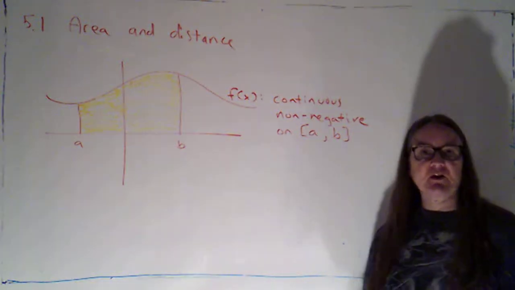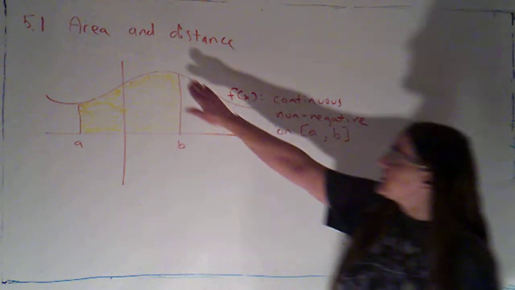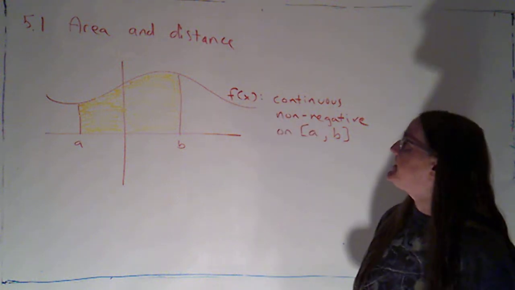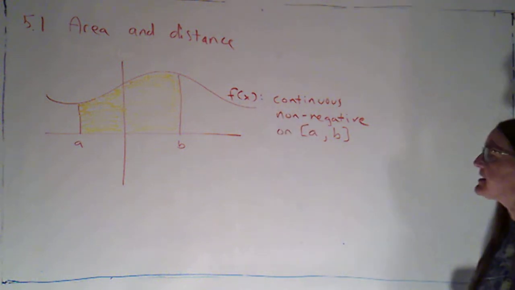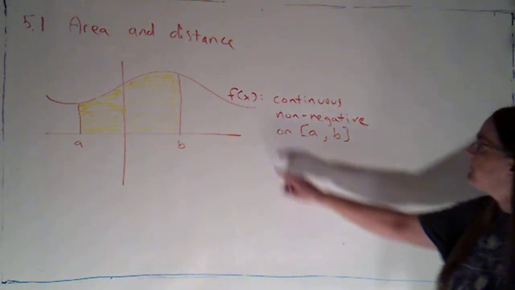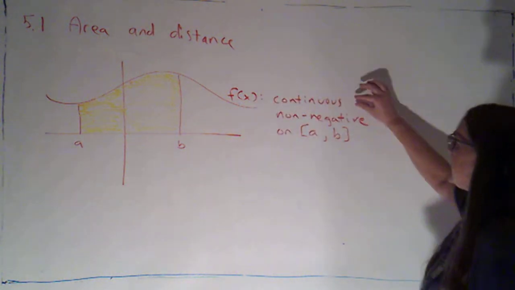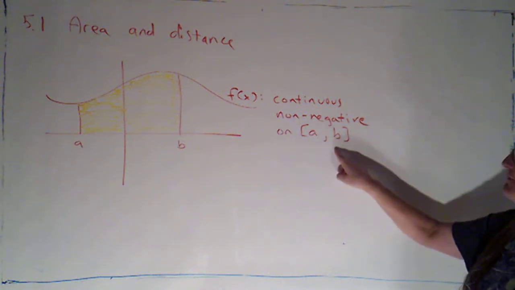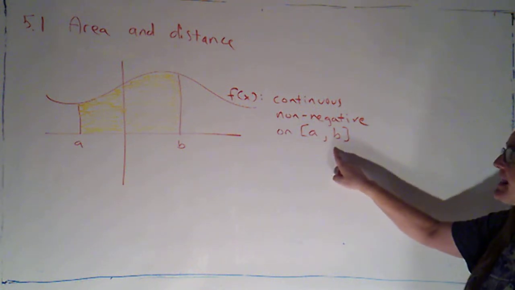Okay, in section 5.1, we're going to be taking a look at what's called the area problem. So the title of the section is Area and Distances, and we'll eventually see how this relates to the notion of distance. But here's what I've got. I've got a function f of x. It's continuous and non-negative on a finite closed interval from a to b.